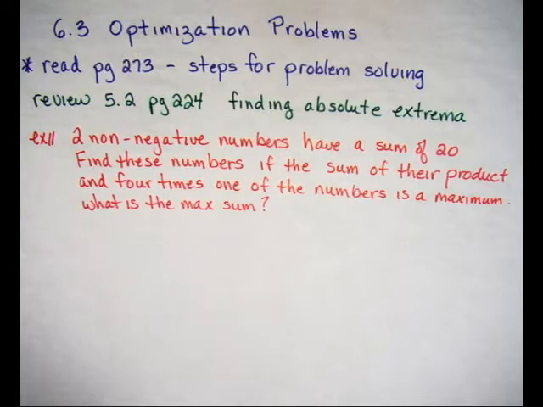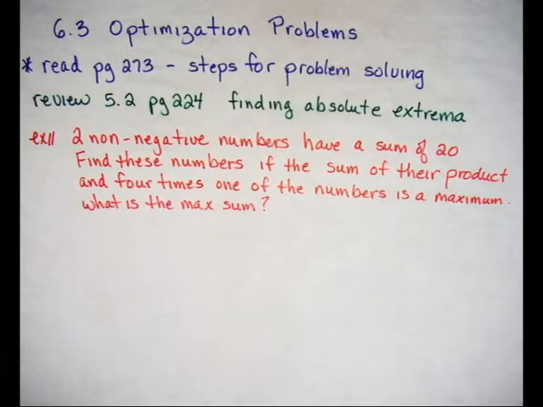So the first problem we're going to look at, I just call them number problems. They're not really that important, but they are good problems to begin our study of optimization. So what we have are two non-negative numbers, so basically, numbers that are greater than 0, that have a sum of 20. The question goes on to say, find these numbers if the sum of their product and 4 times one of the numbers is a maximum. What is the maximum sum?